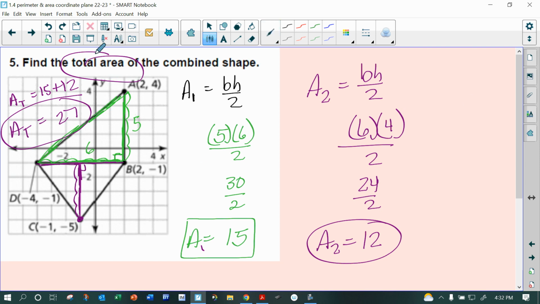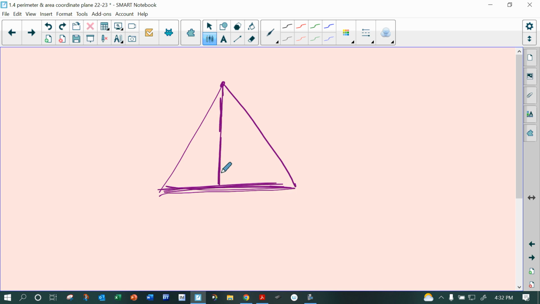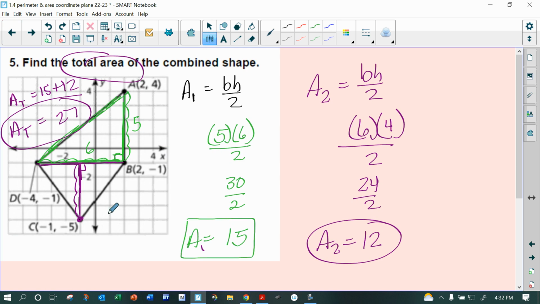So remember, and this is just a little extra, when you're finding the area of a triangle, you have your bottom, which is your base, and you go to the corner that's opposite and you draw a line straight down, this is your height, base and height. So even if you flipped it upside down, as it is in this picture here, this is still your base, this is still your height.